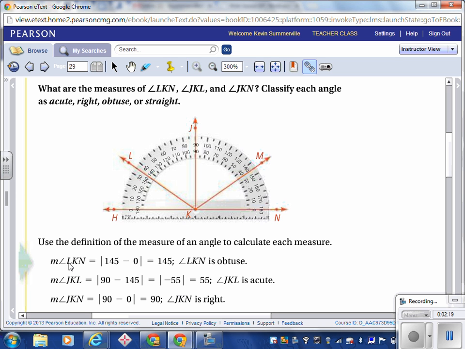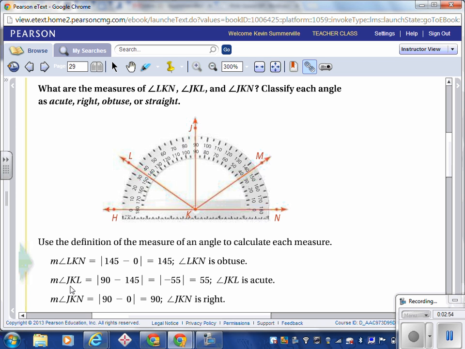To find that, let's take a look at LKN. LKN is right here. If you follow the line out to here, you notice that this red line goes through 145, which is where this number comes from. And it started at 0. So if you take the absolute value of those two numbers, you would get 145, which tells you that LKN is an obtuse angle.